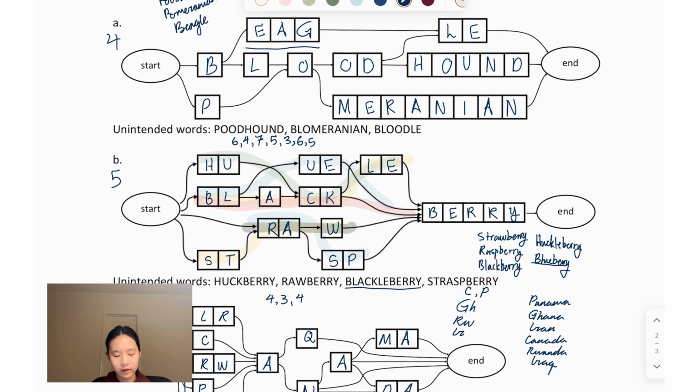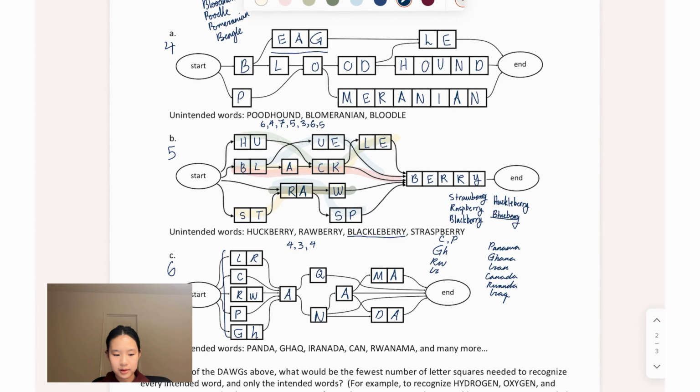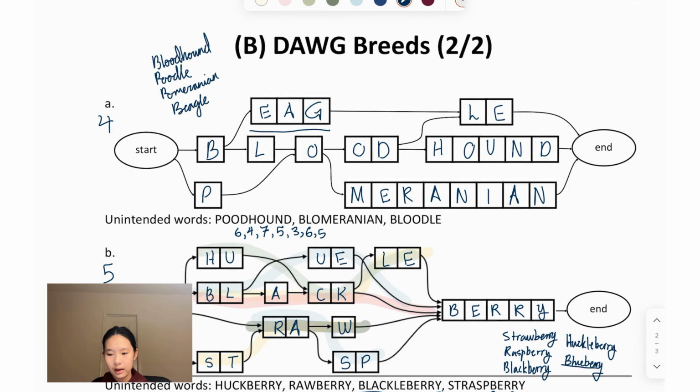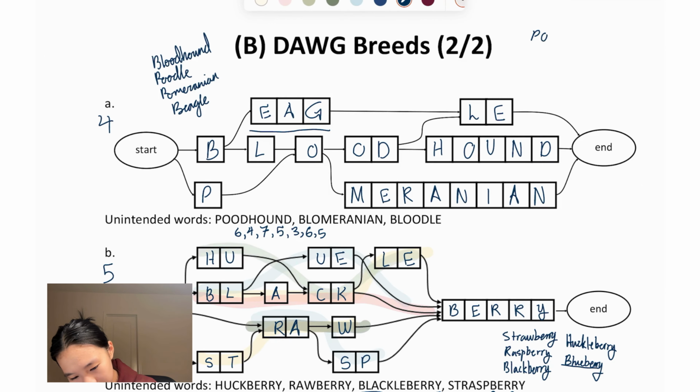So there's a lot of overlap in these 3 parts, and we can start off with the first one. So I think the main problem is that the middle parts overlap, and if the endings and the starts are not completely separate, then that can cause some issues. So I think that we have the P for the poodle and Pomeranian, PO, and then we have the B for the beagle and bloodhound.